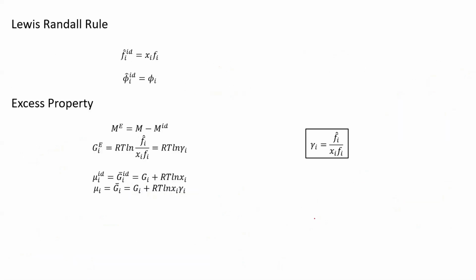Okay, right. So we have the Lewis-Randall rule, where the fugacity of a species i in the mixture, f_i hat, in an ideal solution, an ideal mixture, is given by xi times f_i, ideally.